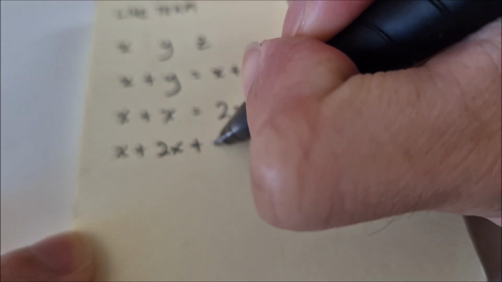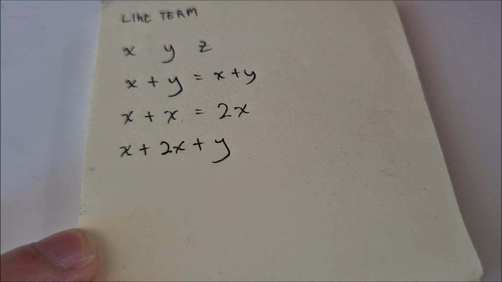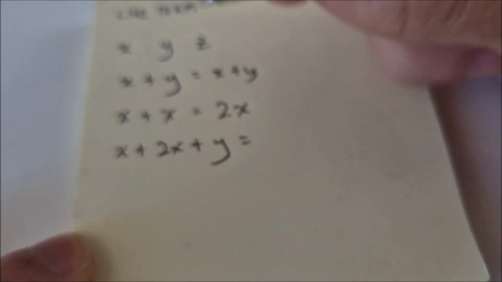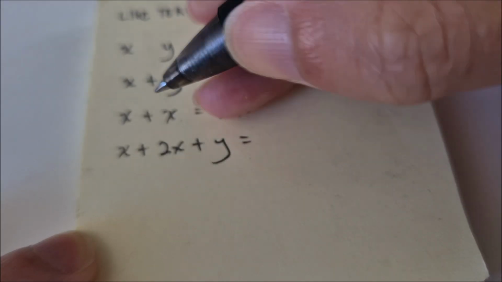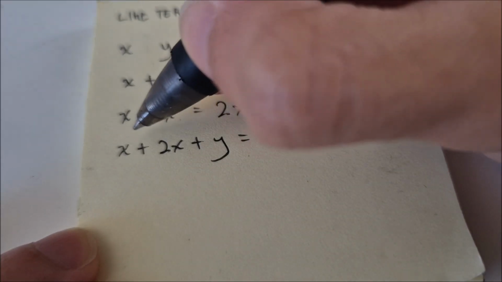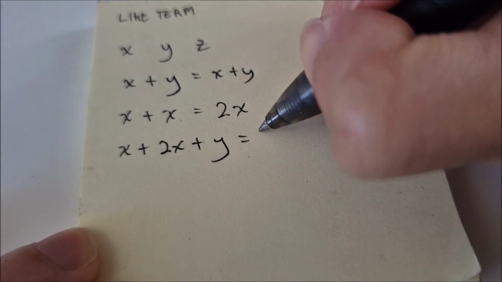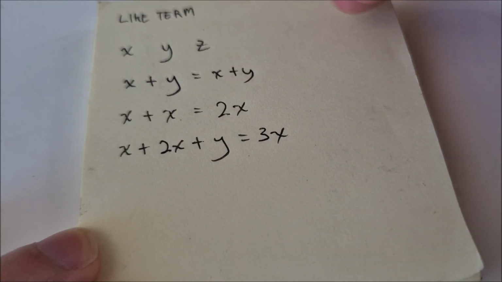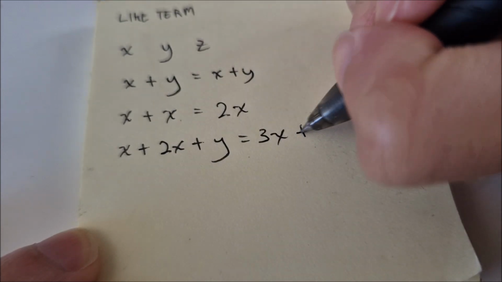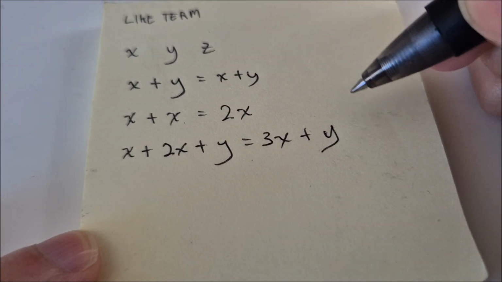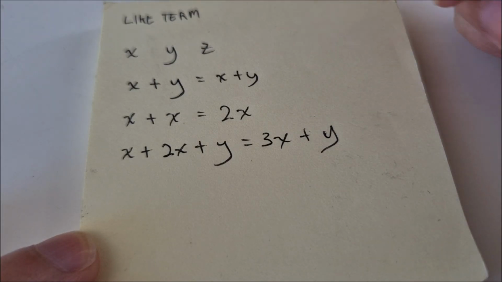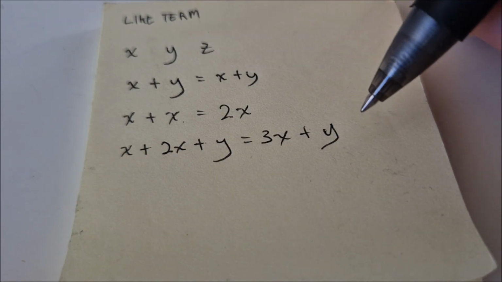If you have x plus 2x plus y, what does that equal? Well, you can add the x's together, right? Because you have 1x and you have 2x over here. So that's just 3 x's. And then you have a y, which you can't add together. You can only simply represent it as this.